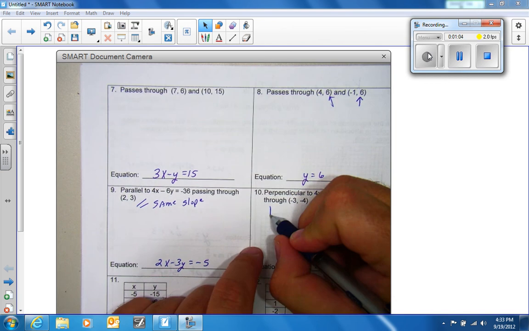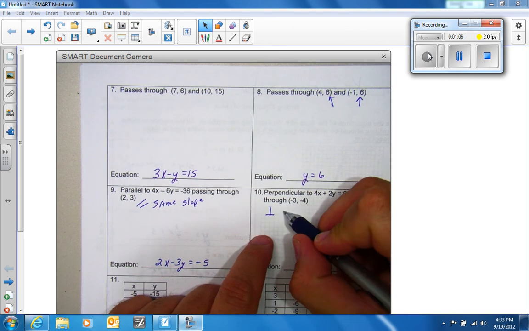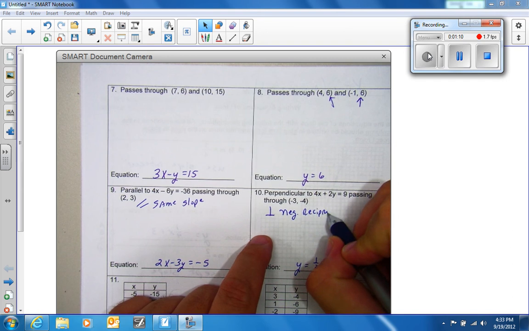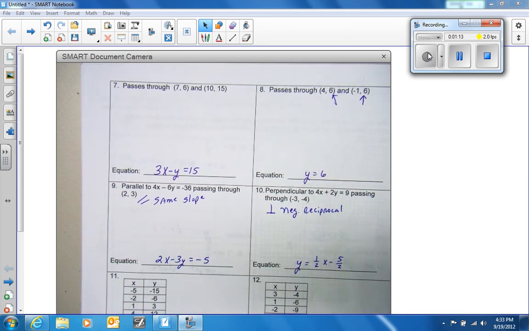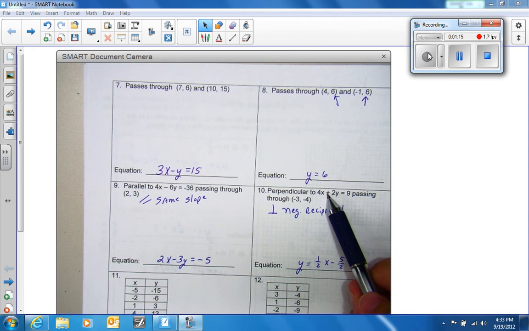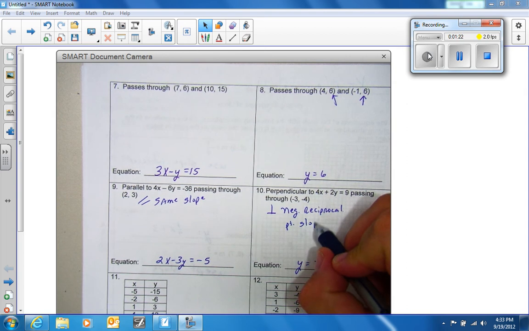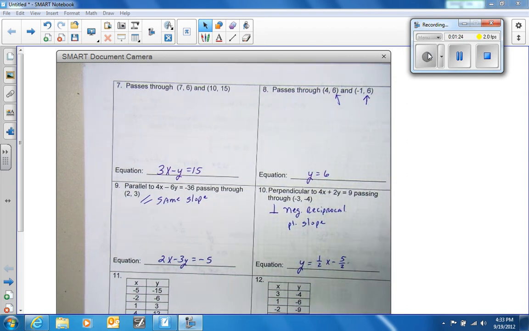Remember, perpendicular slopes have the negative reciprocal, okay? Negative reciprocal. So find the slope, change it to the negative reciprocal, and use this new point and put it in point-slope form and solve for y.